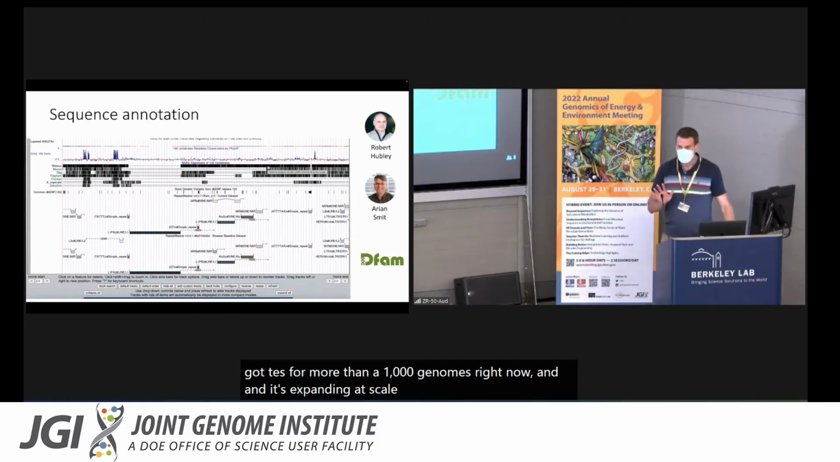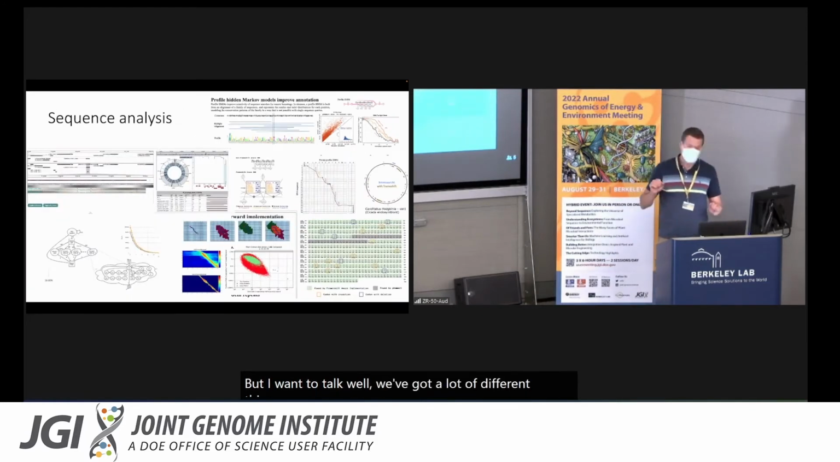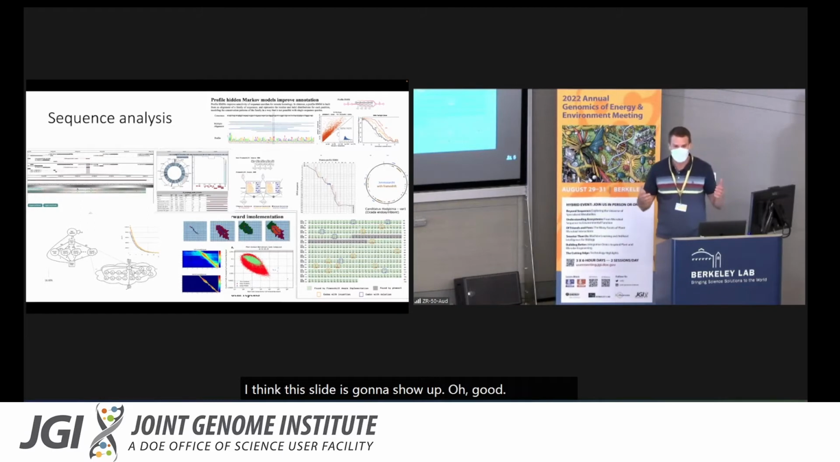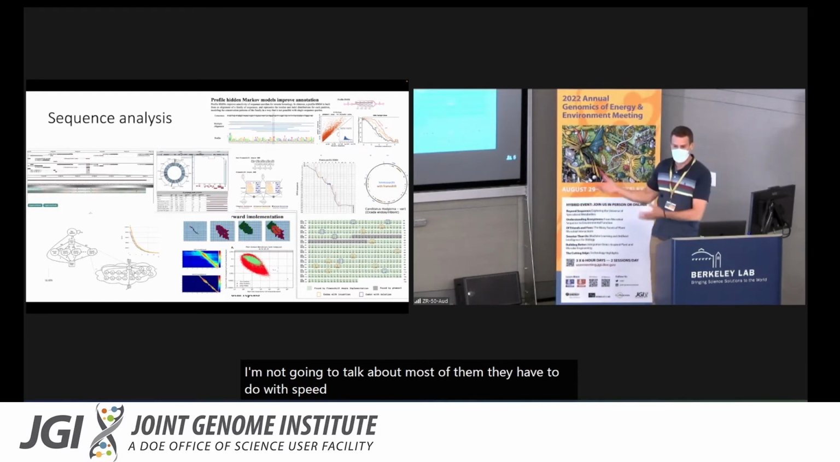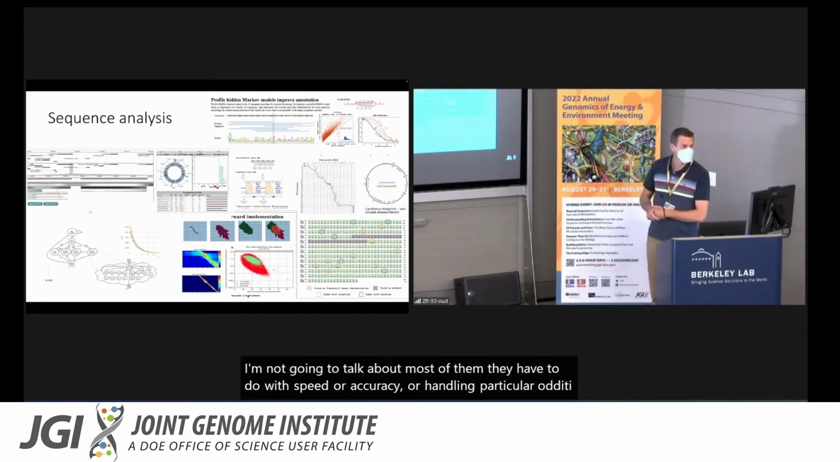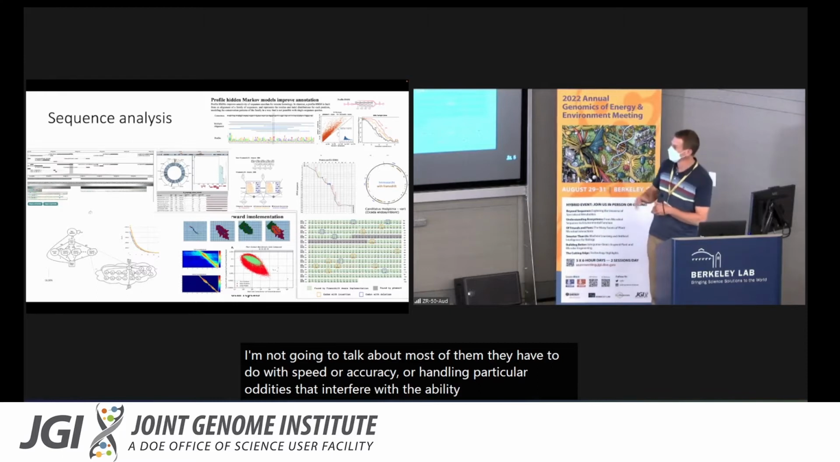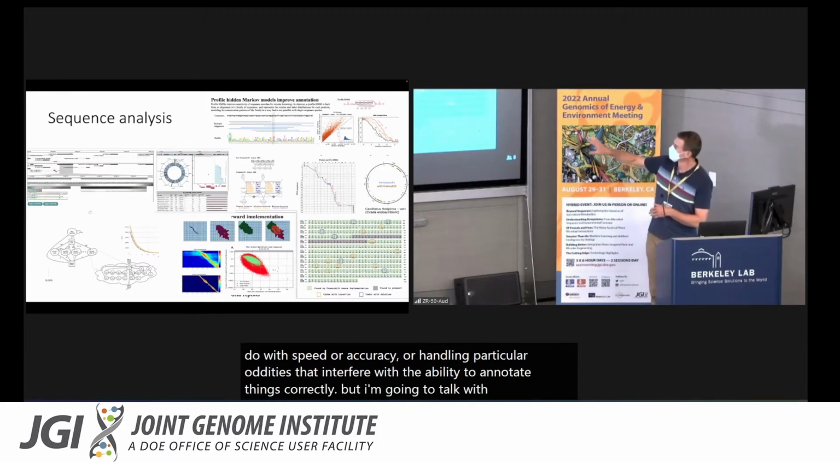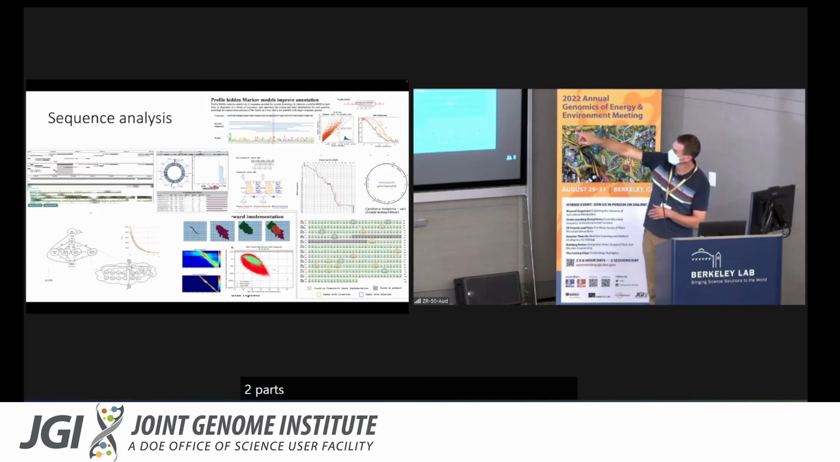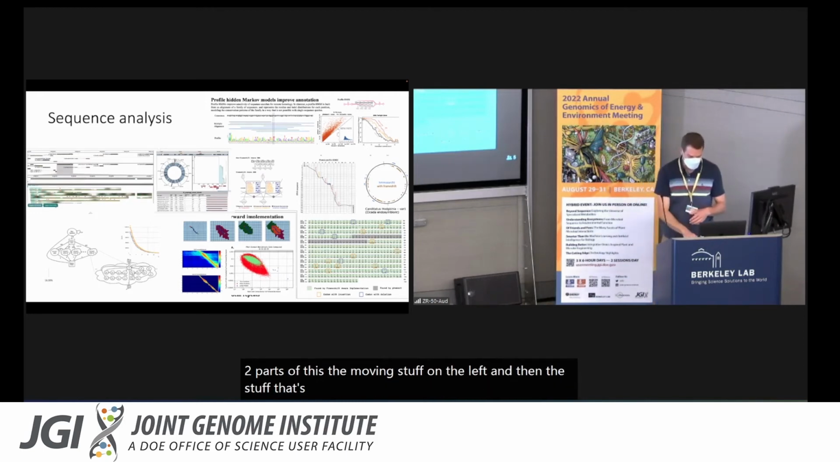But I want to talk, well, we've got a lot of different things. I think this slide's going to show up. Oh, good. A lot of different things going on. I'm not going to talk about most of them. They have to do with speed or accuracy or handling particular oddities that interfere with the ability to annotate things correctly. But I'm going to talk with you specifically about two parts of this, the moving stuff on the left and then the stuff that's on the right, and I'll get into details about those.